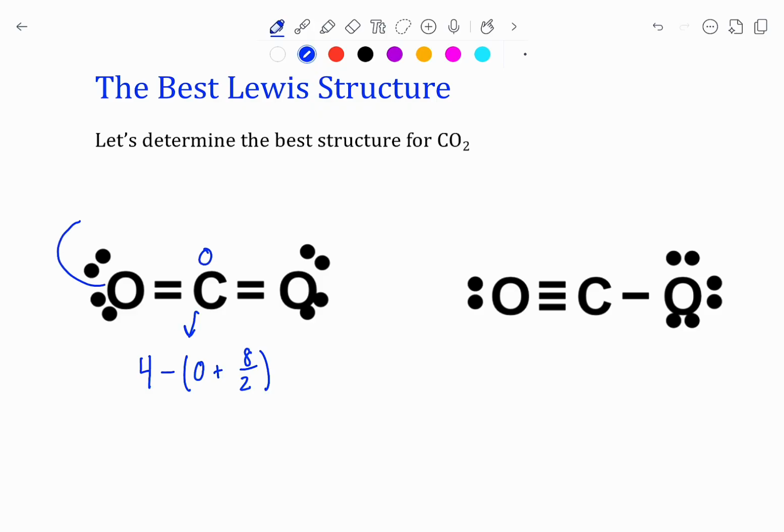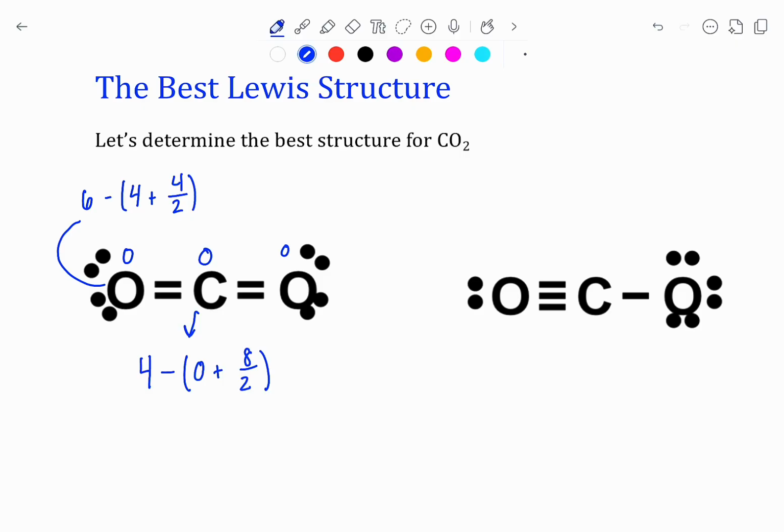This oxygen, which looks like the other one, we have 6 valence electrons minus its associated, 4 electrons in lone pairs, plus 4 electrons that are in bonds divided by 2. So that gives it a formal charge of 0. So all of those atoms have a formal charge of 0. Ooh, that looks really nice, doesn't it? Having all those formal charges be 0.